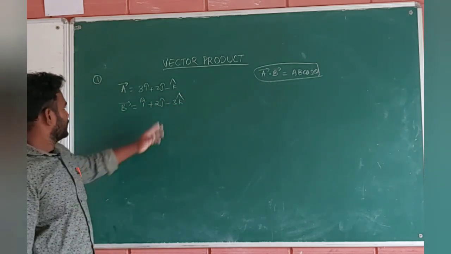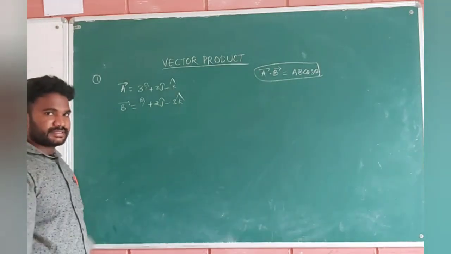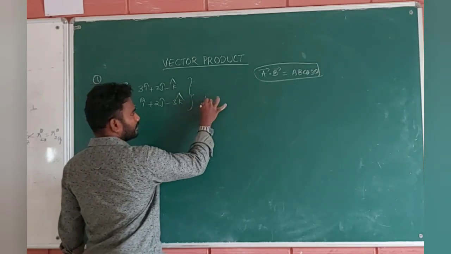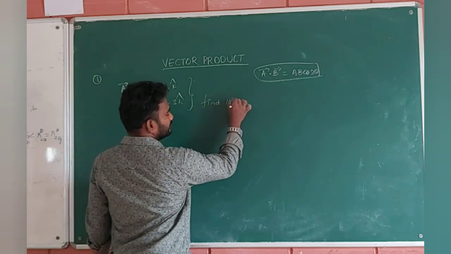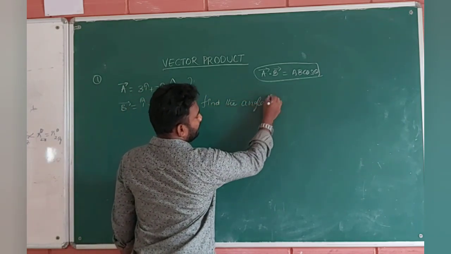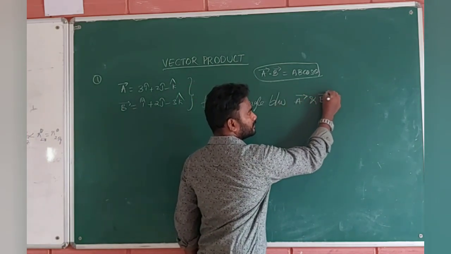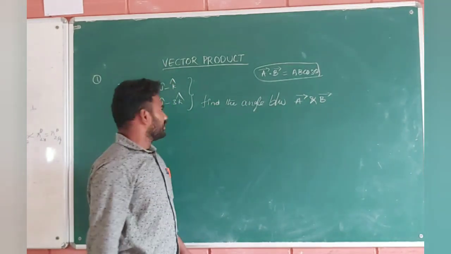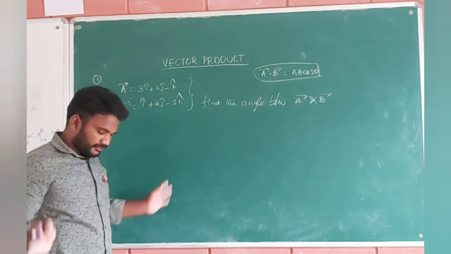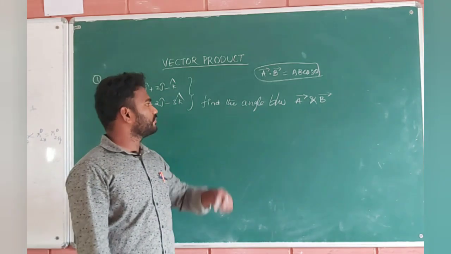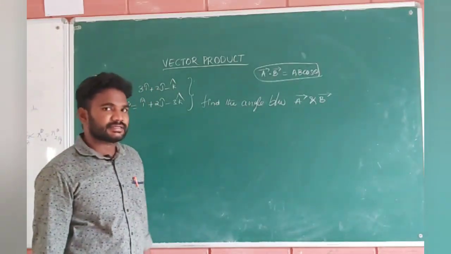Fine. Any doubts in this? No doubts, guys. What they are asking, write down the question: find the angle between a bar and b bar. Interesting, no? They are giving two vectors, some random vectors, and asking us to find the angle between them. How can you find the angle between them? That is the task given for us.